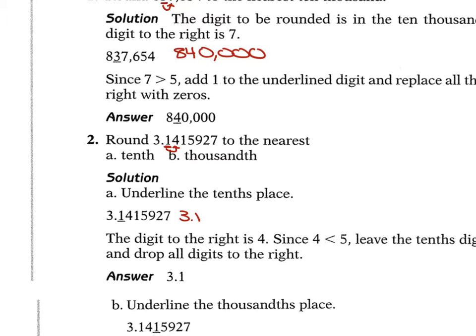For B, it's asking us for the nearest thousandth. So we have tenths, hundredths, thousandths. So that's that second one. So we look to the 5. That one's going to become a 2. So that's going to be 3.142.